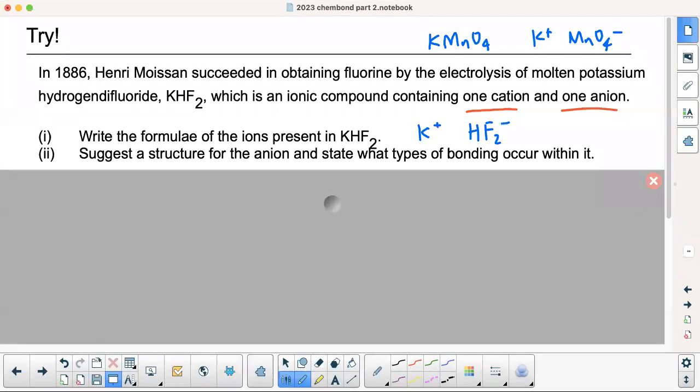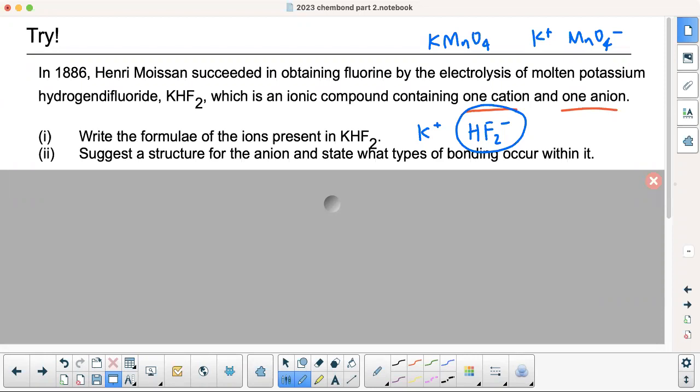Got it? Okay, so suggest a structure for the anion. Please, everybody draw a structure for this. What kind of bonding is between hydrogen and F? If you want, you can even try to draw a dot and cross. If you're quite unsure, you can even draw a dot and cross. What kind of bonding is present within HF2 minus? What kind of bonding is present between H and F? If you're not sure, you can try to draw the dot and cross.